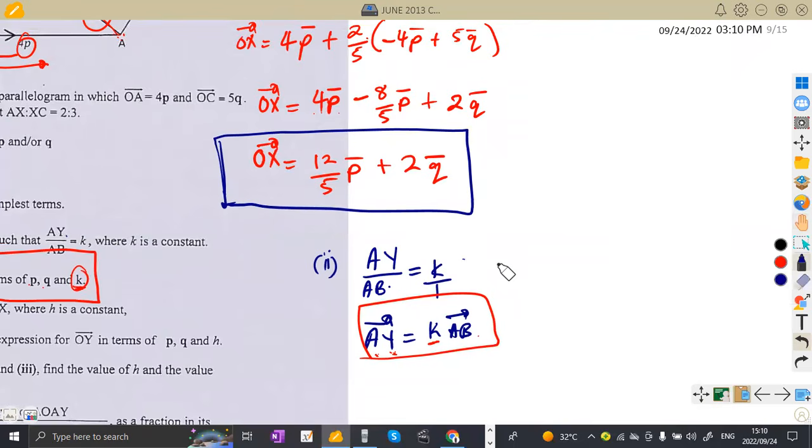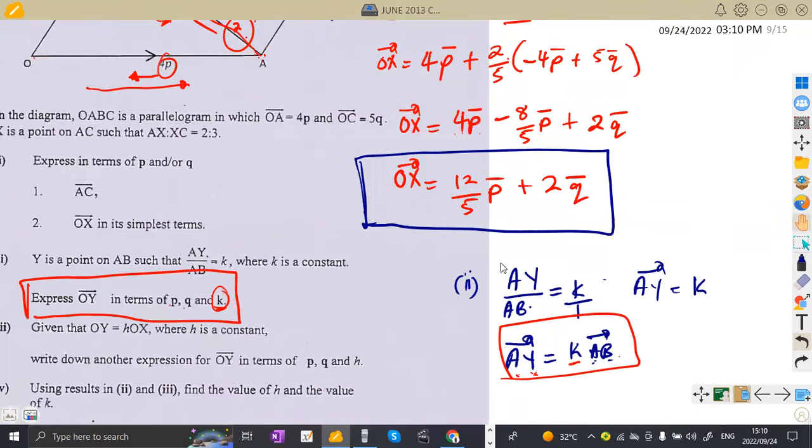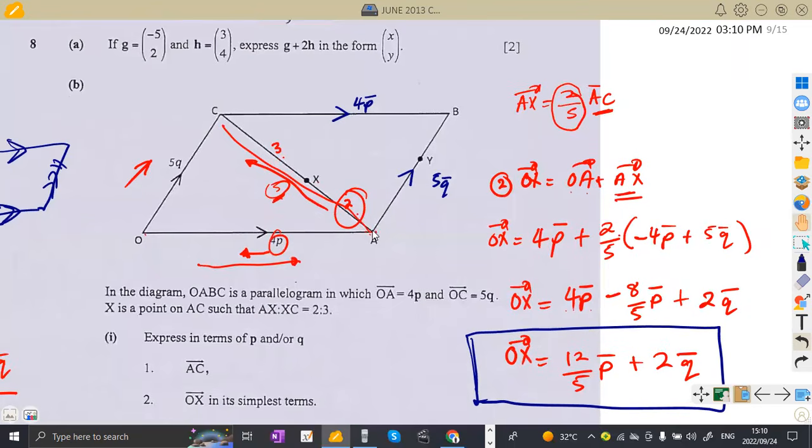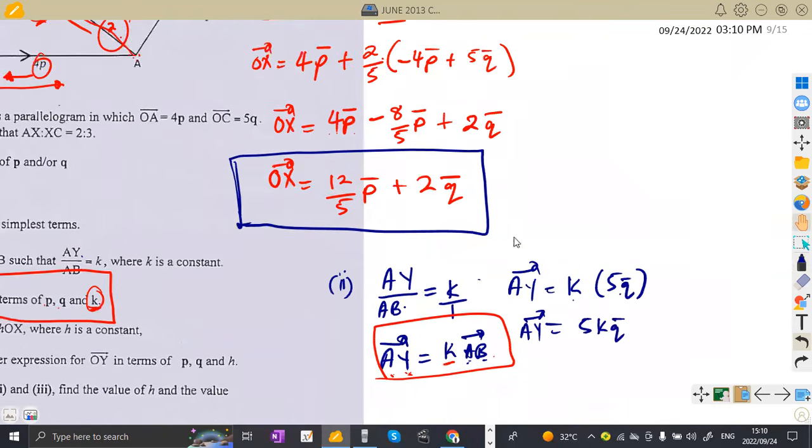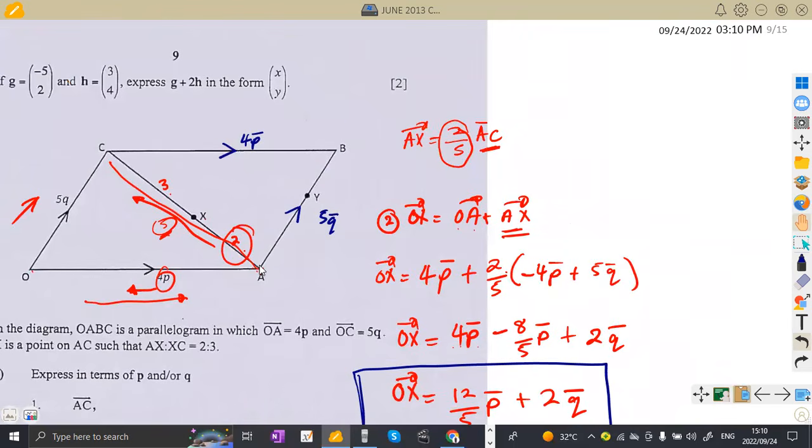We are given that this vector AY is equal to K times vector AB. Do we have vector AB? We have to cross-check from what we calculated or from the diagram. From the diagram, AB is there. Our AB is 5Q, as you can see. So we're going to multiply by 5Q, which means we have K times 5Q, which is 5KQ. This is our vector AY. So from A to point Y is going to be 5KQ.